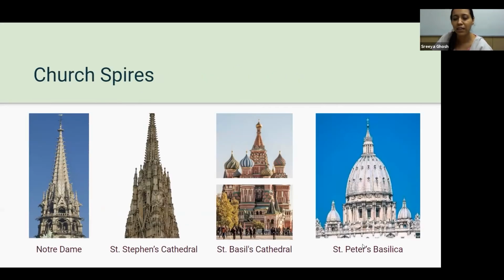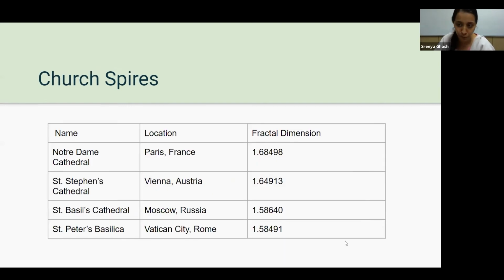Now we have also applied our result to some other monuments, like church spires. These are Notre Dame, the St. Stephen's Cathedral. They have rich work, but the fractal dimension is lesser than that of temples. Maybe architecturally they are rich, but the spires are not as rich as the temple ones. So we have their values to be slightly lesser than 1.7. Normally for churches, we have seen that they vary in the range 1.5 to 1.7. So we have the Notre Dame, the St. Stephen's Cathedral, the St. Basil's Cathedral, and St. Peter's Basilica.